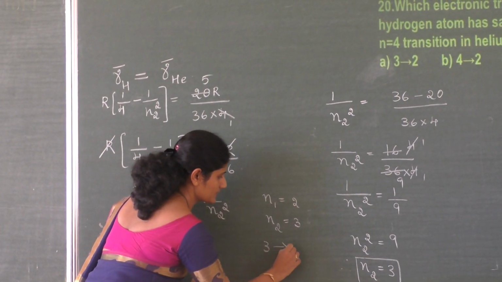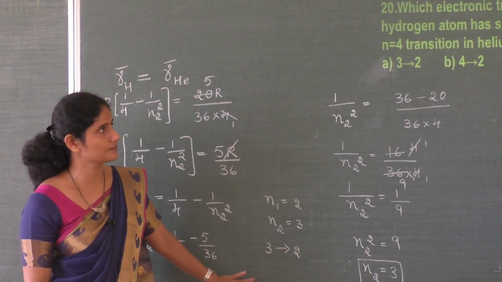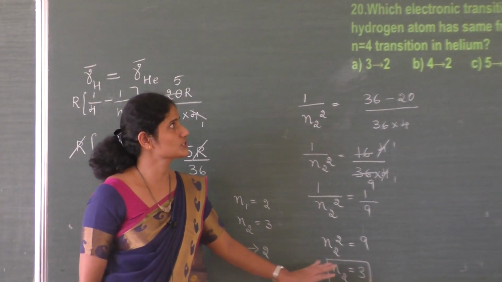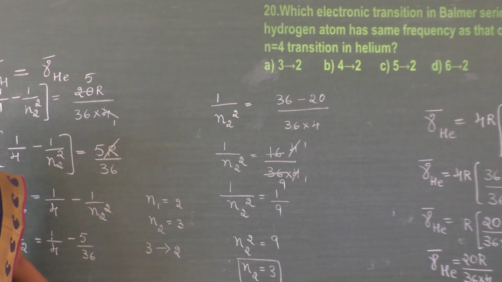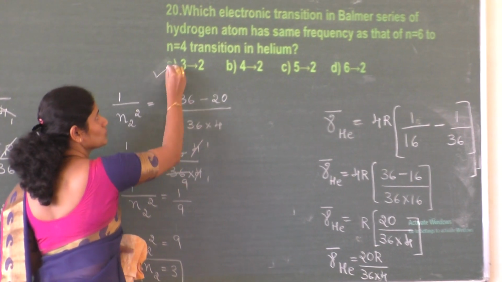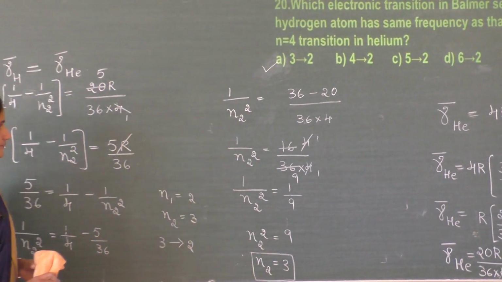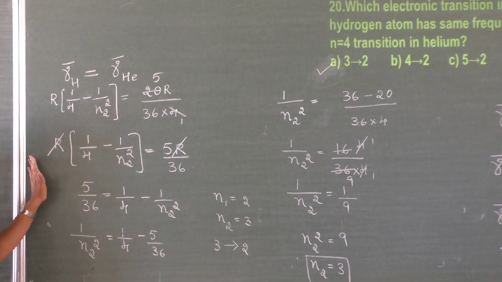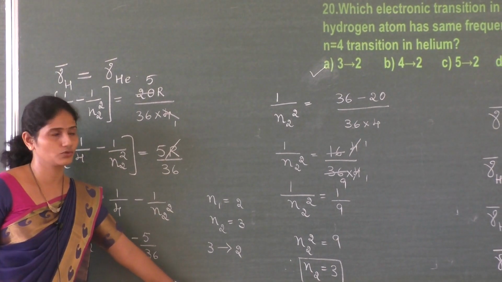So the transition from 3 to 2 in case of hydrogen atom has the same frequency as that of n equal to 6 to n equal to 4 transition in helium atom. Therefore, the correct answer is option A, 3 to 2. You just write down once and try to solve it by your own.